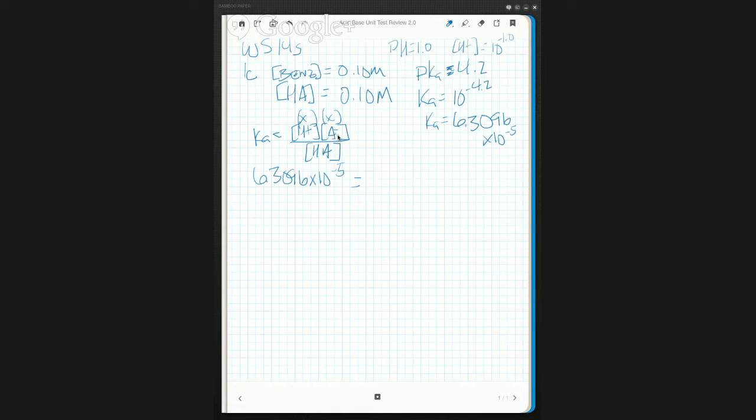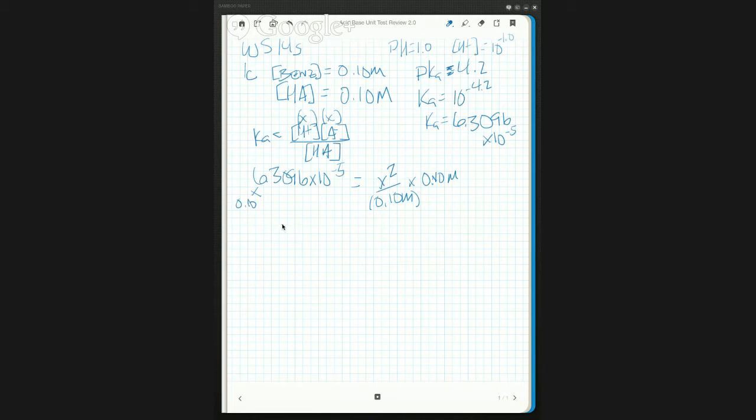We've talked about this in class. So that means that it's going to be X squared over the concentration of HA, which is 0.10 molar. Okay? So now we're going to have to isolate the X squared. So we multiply both sides by 0.10 molar, times 0.10.